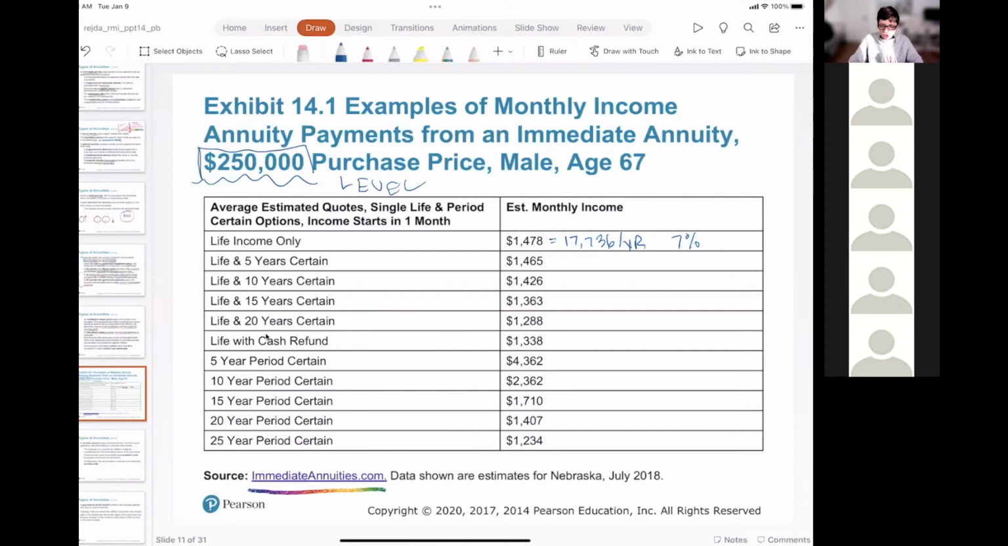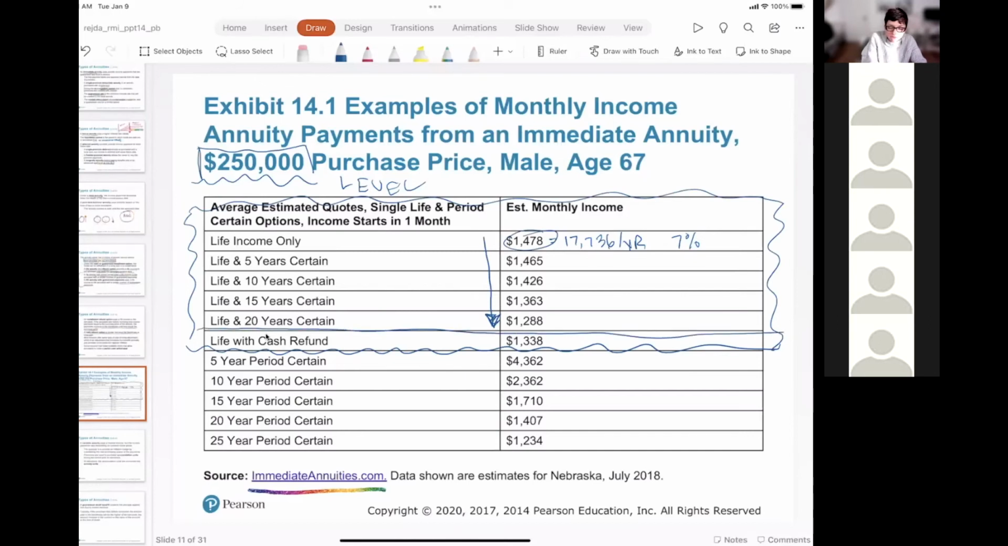Anyways, just using this slide as a point of comparison, look at the income that would be paid over your lifetime and how it goes down when you start adding guarantees. So life only is the biggest payment at $1,478. And the lowest is life with cash refund, I was just looking, it's somewhere in there.